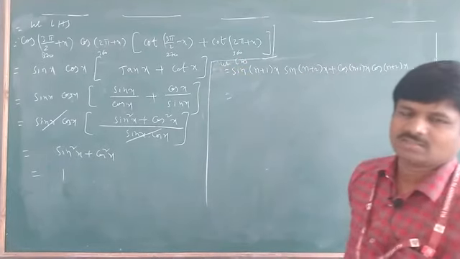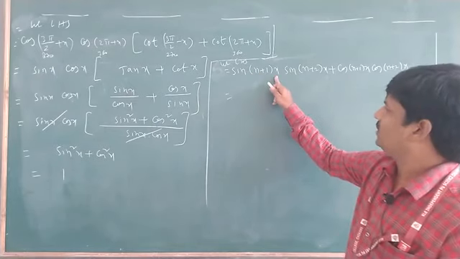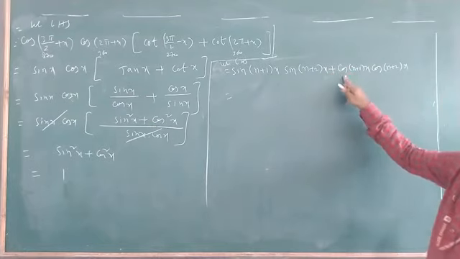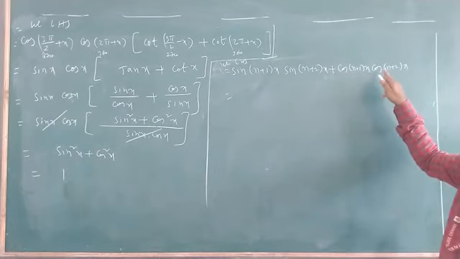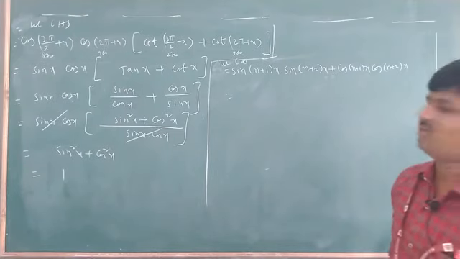It is LHS. Clear? Yes. Sin of (n plus 1) x into sin of (n plus 2) x plus cos of (n plus 1) x into cos of (n plus 2) x. Just observe here, in which form is it?